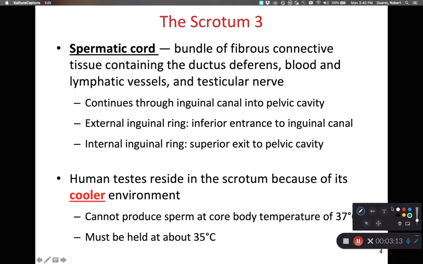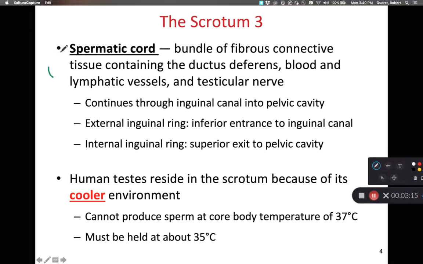The scrotum itself is also going to contain a spermatic cord, and that spermatic cord within the scrotum primarily is going to serve to carry sperm away from the testicles to the rest of the male reproductive tract. So within that spermatic cord, we're going to have the ductus deferens, sometimes referred to as the vas deferens. We're also going to have the gonadal artery and vein, and the lymphatic vessels, and the testicular nerve.